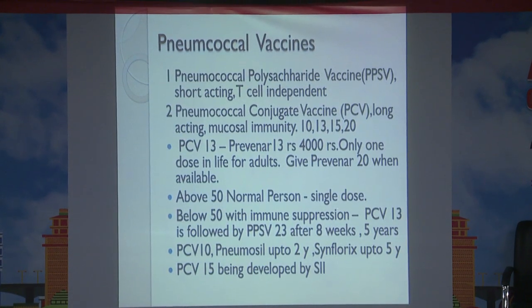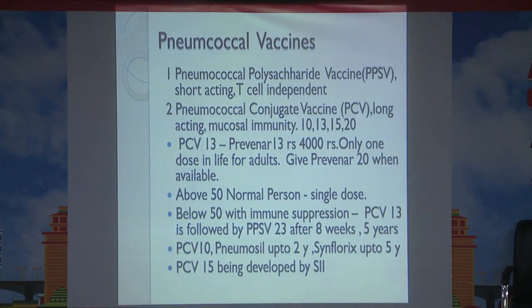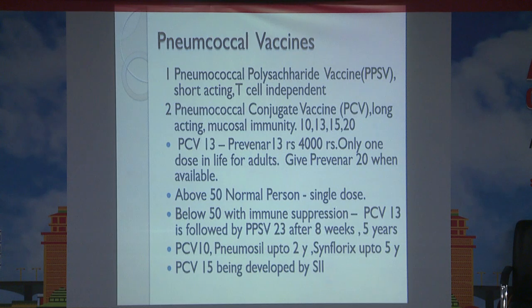Pneumococcal vaccine. There are two types of pneumococcal vaccines. One is pneumococcal polysaccharide vaccine. This is a short-acting vaccine, and it is T-cell independent, meaning it does not give immunity by cytotoxic cells. The other is pneumococcal conjugate vaccine, or PCV. This is a long-acting vaccine and gives mucosal immunity. There are 4 types of vaccines: 10, 13, 15 and 20 valent. PCV13 has been the commonest available so far, by the name of Prevnar. Only one injection is given throughout life. However, whenever Prevnar 20 becomes available, this can be given.